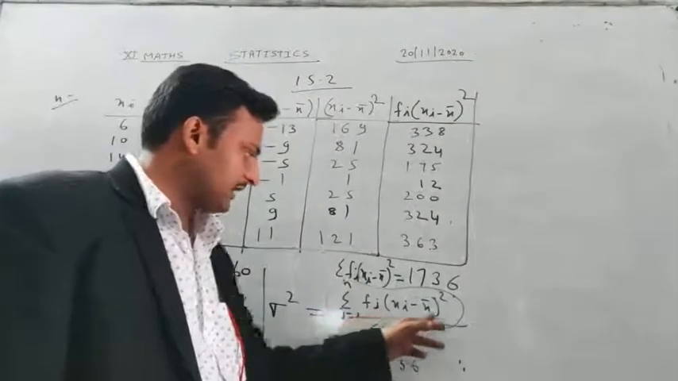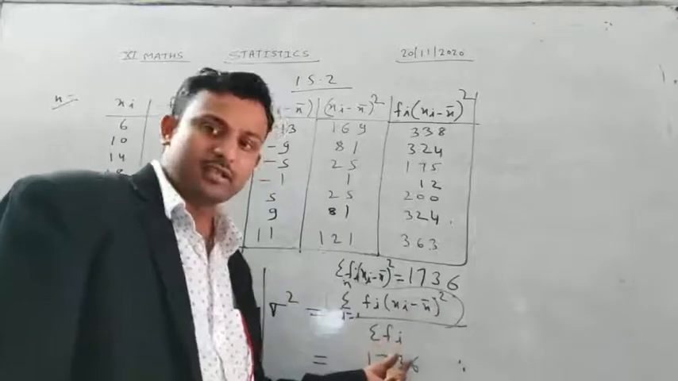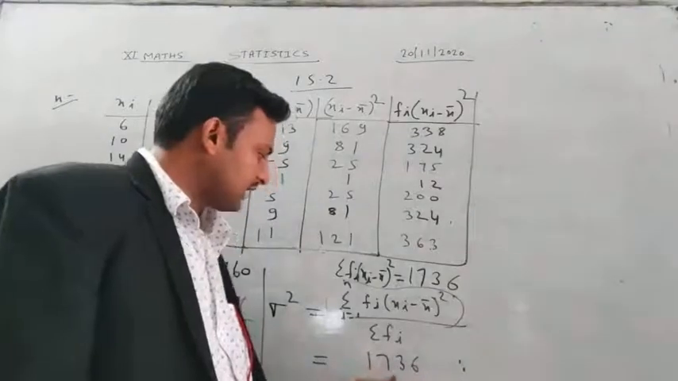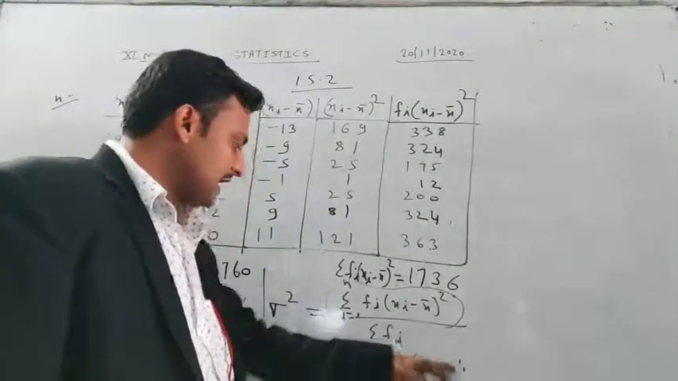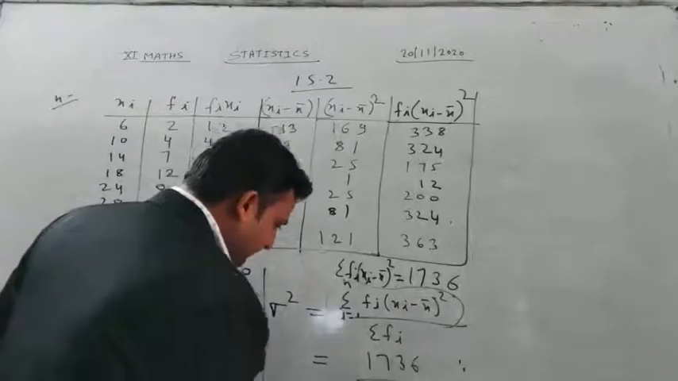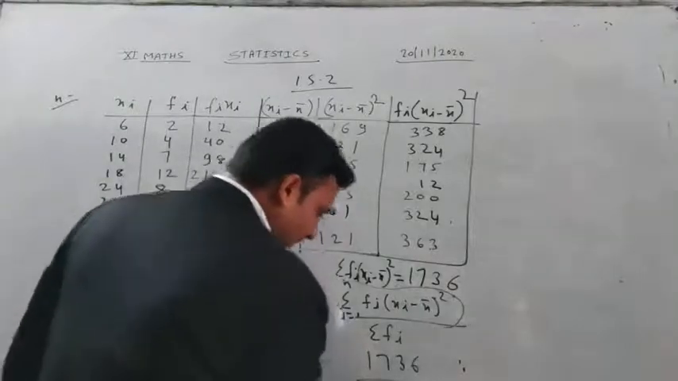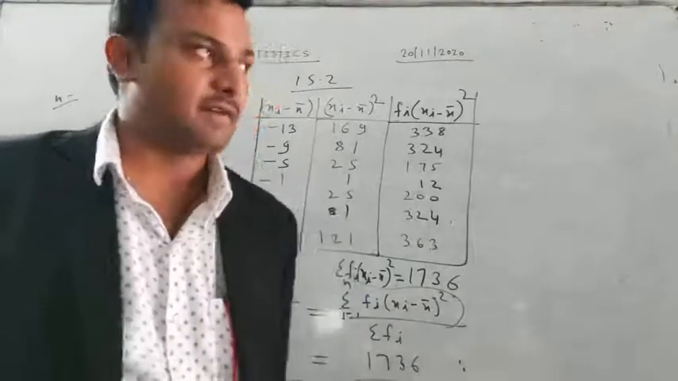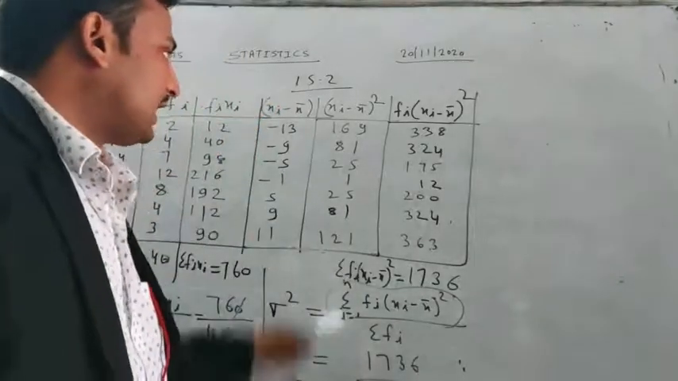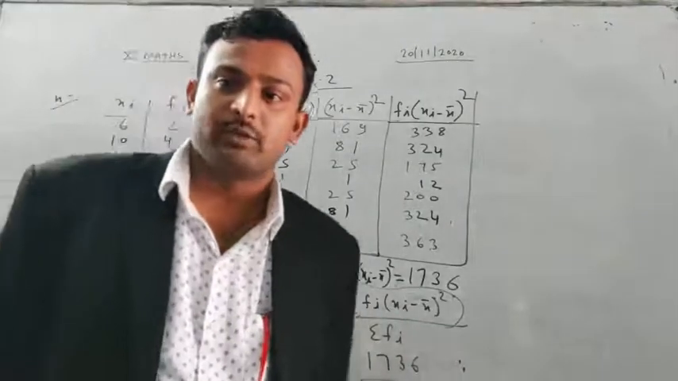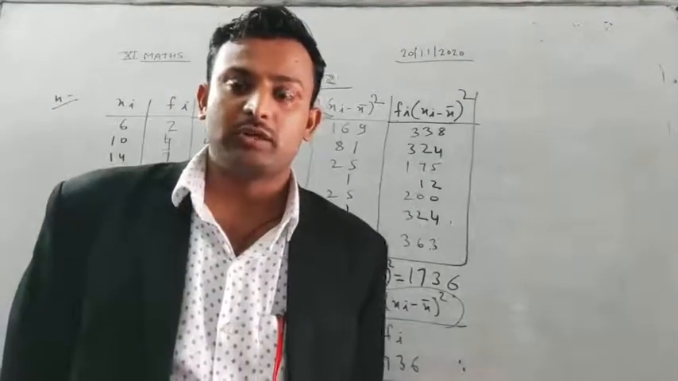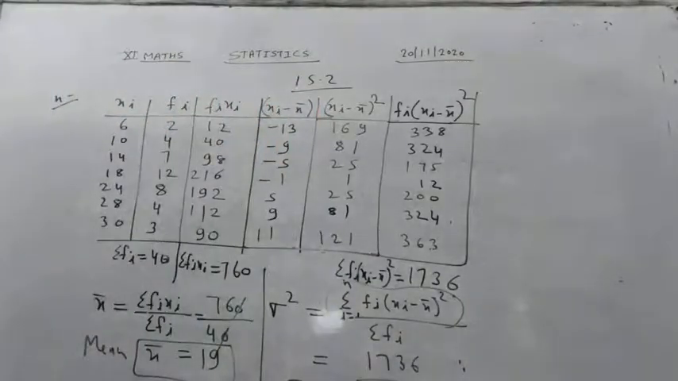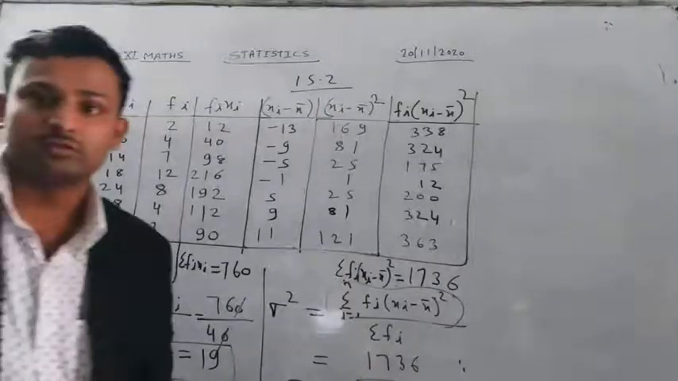Now we will apply the formula of variance: sigma square is summation, i equal to 1 to n, fi xi minus x bar whole square, divided by summation fi. This will be equal to 1736 divided by 40, and we get our sigma square, which is our required variance, 43.4. In this way we can find our mean and variance for similar questions from your exercise. I hope you understand. Okay, and thank you.